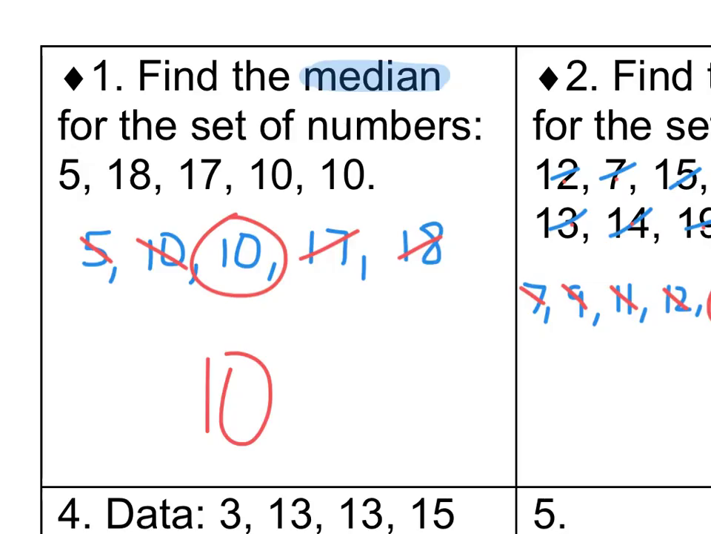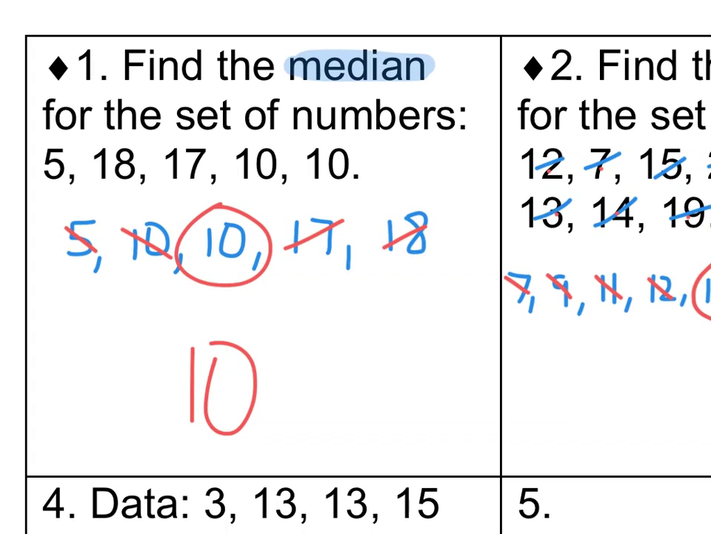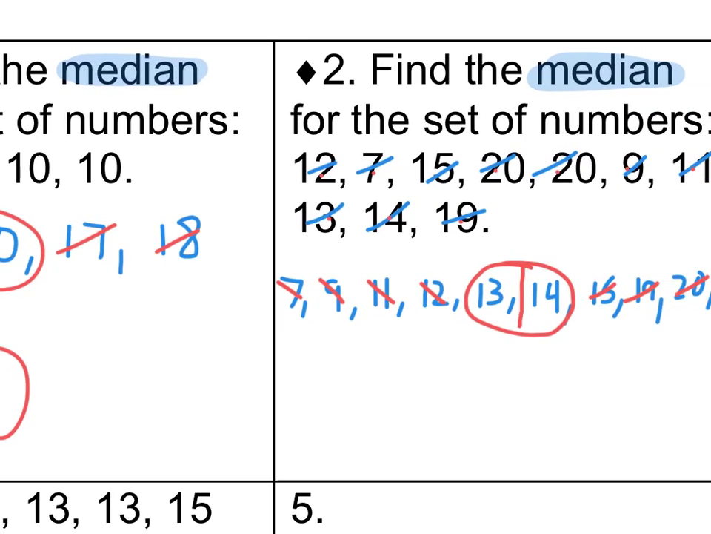Let's do it. All right, so week 25, Wednesday, number one, median. To find the median of the set, we put them in order from least to greatest. We find the number in the middle, and it's 10. Number two is still median, but it's a little more interesting.